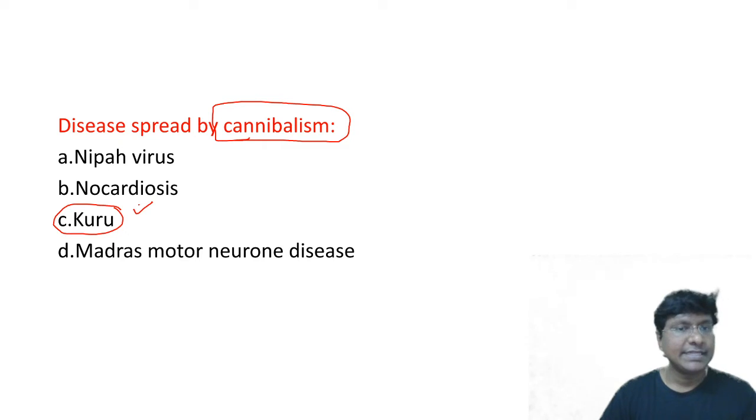So the word cannibalism, that is your K, even though the alphabet is C, and Kuru is also your K. So remember that the disease which is being spread by cannibalism is Kuru. That's a very, very important question. Another name of this particular Kuru is mad cow disease.